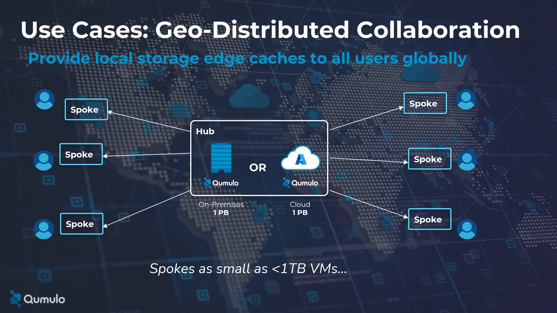And then you've got the idea of the geo-distributed collaboration, where you've got maybe a central set of data, either on-prem or in the cloud, and then you use smaller clusters to just do caching at the spokes. So if you've got like a 6 petabyte cluster in the cloud or on-prem, you can then have the spokes be smaller all-flash clusters, so you get the benefit of all-flash, but you've got the bigger data set behind it.